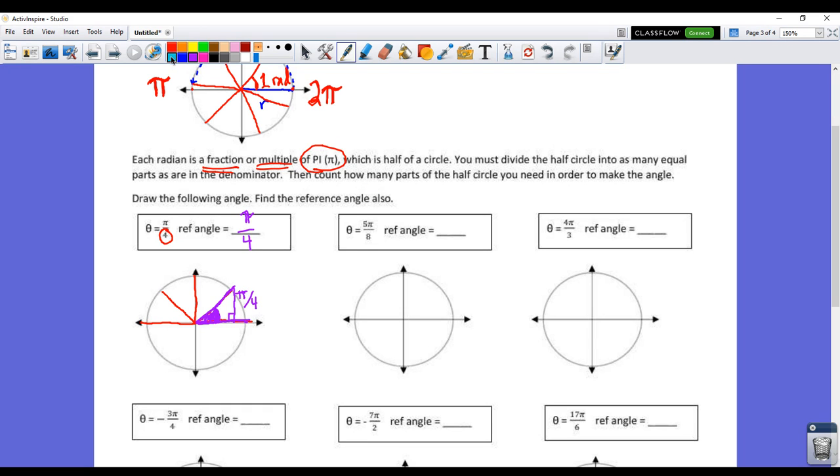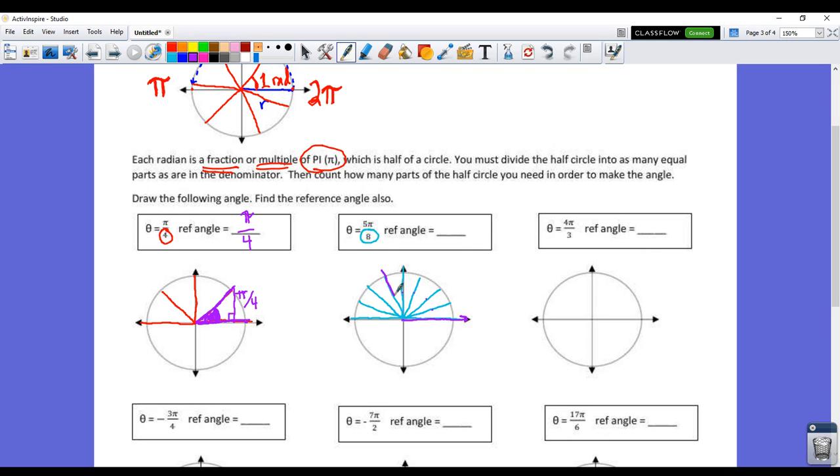All right, let's see if we can do this one. 5 pi over 8. So we're going to divide your half circle into 8 parts. So this is all done evenly, right? I'm making sure these are all even. So there's half and then there's 4. And then I divide these fourths into halves also. So I'm dividing my half circle into 8 equal parts. 1, 2, 3, 4, 5, 6, 7, 8. And now I have to count 5 of them. So 1, 2, 3, 4, 5.